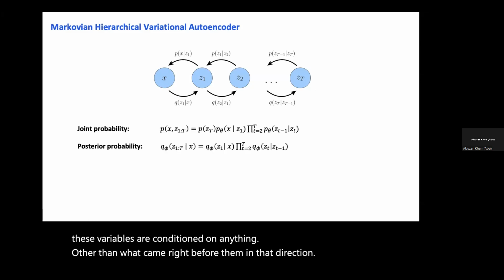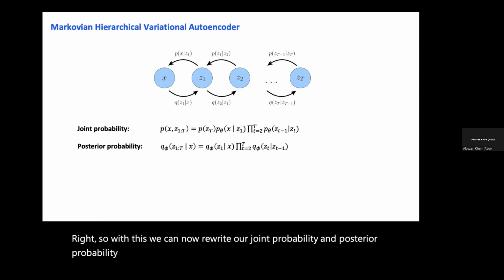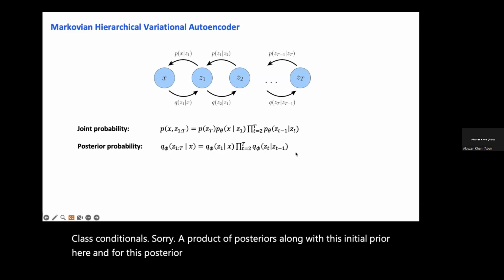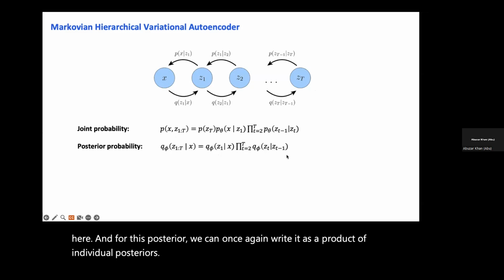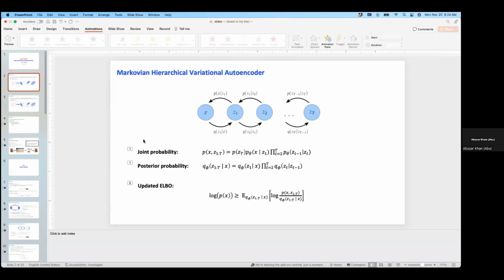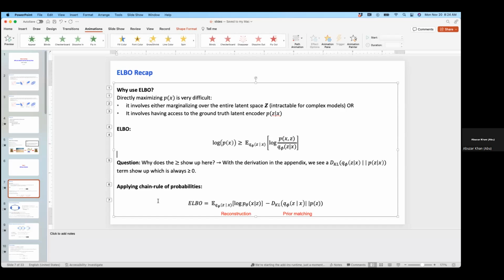Right? So with this, we can now rewrite our joint probability and posterior probability like so, as a product of conditionals, sorry, a product of transitions along with this initial prior here. And for this posterior, we can once again write it as a product of individual posteriors. Why are we doing this? Because we need this to define our evidence lower bound. If you recall, the way we defined ELBO before was with a joint probability here and a posterior probability here.